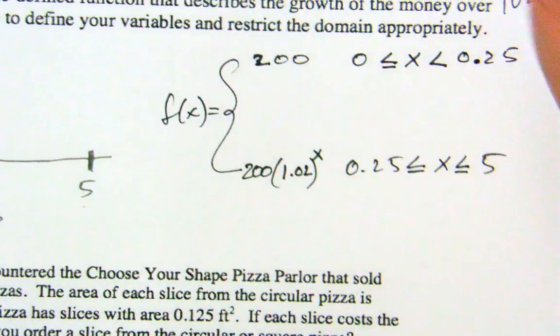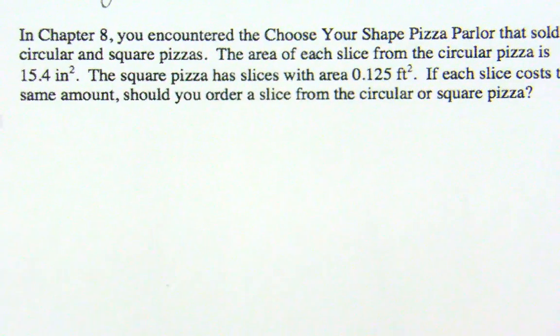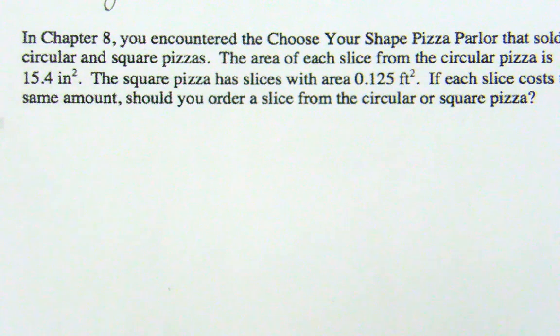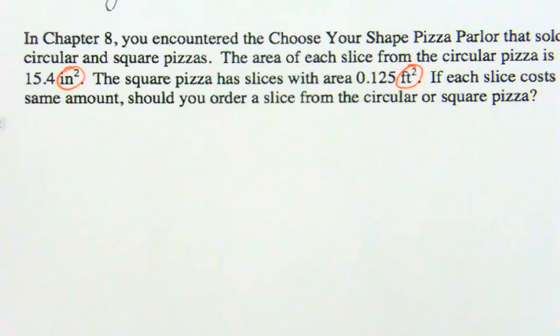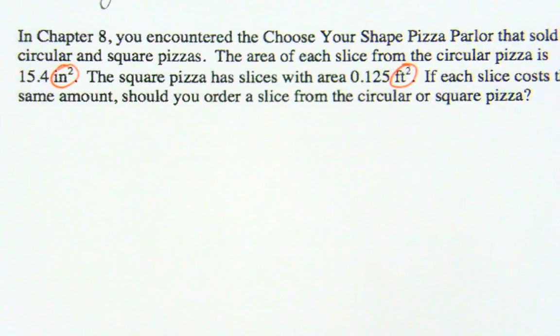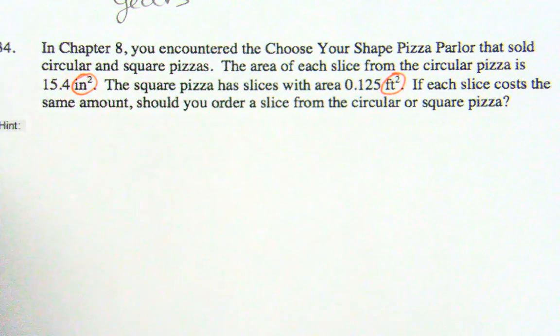Okay, 34. In Chapter 8, you encounter Choose Your Shape pizza parlor that sold circular and square pizzas. Each slice of the circular pizza has an area of 15.4 inches squared. The square pizza has slices with an area of 0.125 feet squared. When we were doing this in tutoring, this is the part where I was super confused. So basically, the name of the game is to make sure your conversion has the same units, because then you'll be able to tell which has more area.